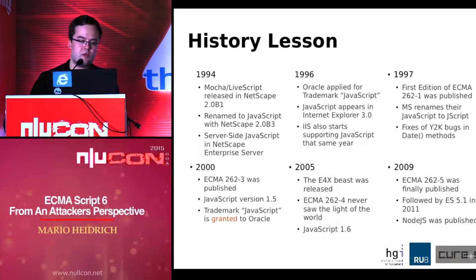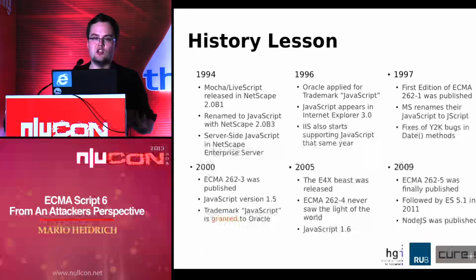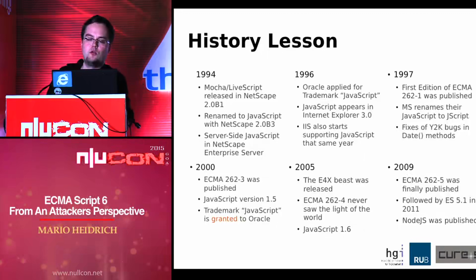In the same year, ECMAScript 262-4 should have been released, but wasn't, because they decided, no, actually it's not ready yet, let's wait a little bit. However, they decided to release JavaScript 1.6. And ultimately, in 2009, ECMAScript 262-5, what we know today as ES5, or ECMAScript 5, was released, and then quickly followed by ECMAScript 5.1 in 2011. And in the very same year, Node.js was also published. So it's almost 15 years after they first ran JavaScript on the server.